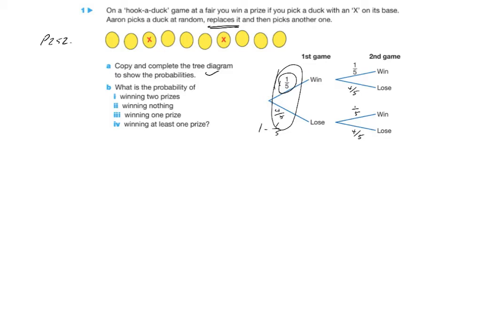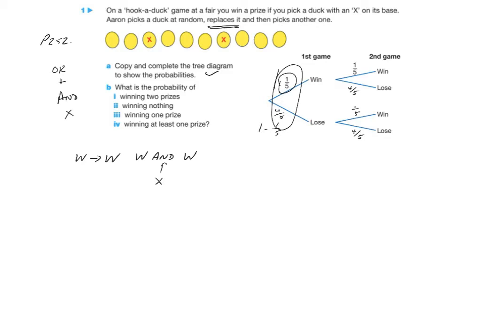Okay, so now we start to look at the different possible outcomes. So I can see that if you want to win 2 prizes, there's only one way of doing it. You go win, followed by a win, right? So that means you need a win and a win. Now, do you remember? Of course you do. A win and a win, you don't add them, you times them. If it's or, plus, and times, okay?